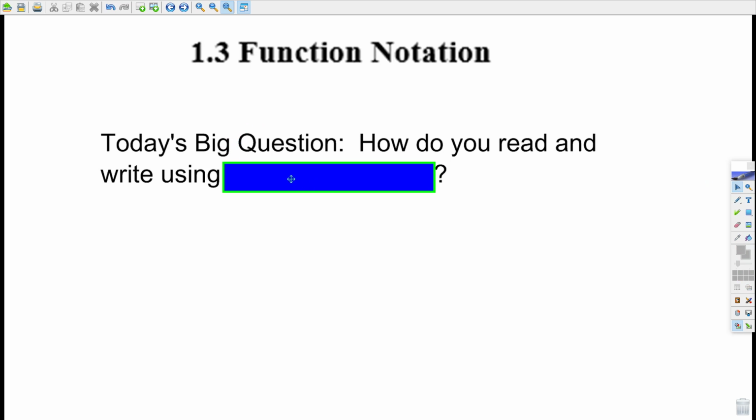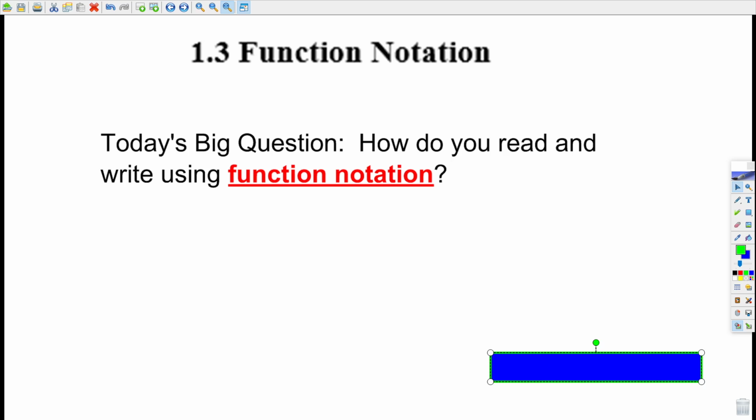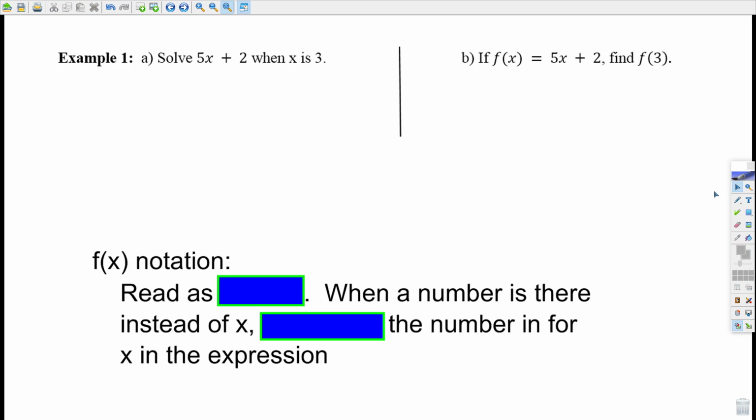1.3, how do we read and write using function notation? And that's the name of the lesson, function notation. Let's go to example 1.